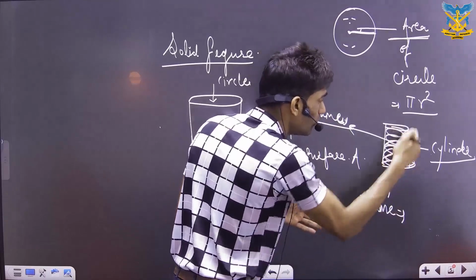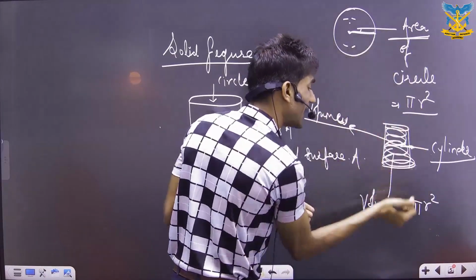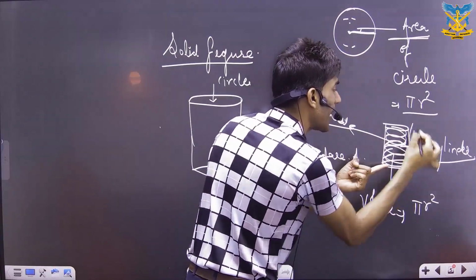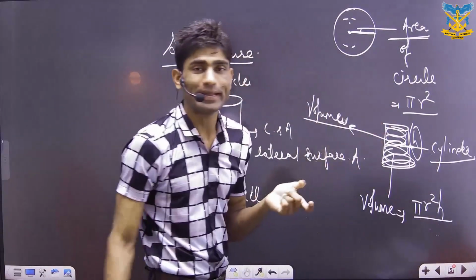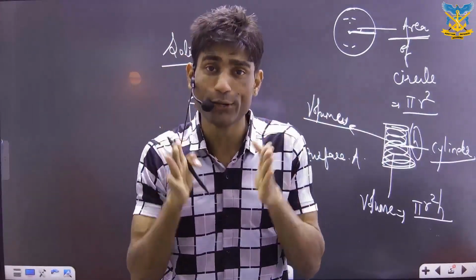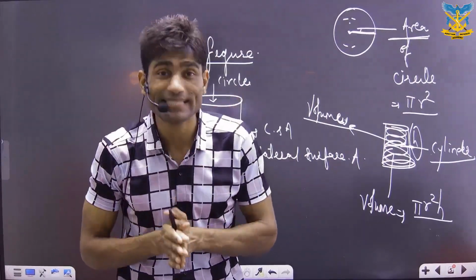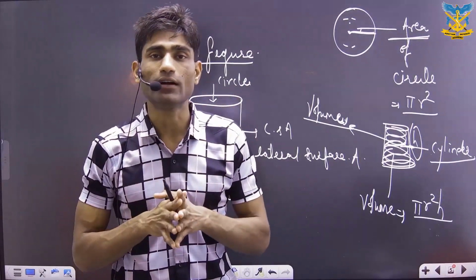What is the volume for a cylinder? The area of a circle remains as it is, but we have an extra factor, which is the height. That means pi r square h is the volume for our cylinder. Now see how easy it is. Nothing is difficult.